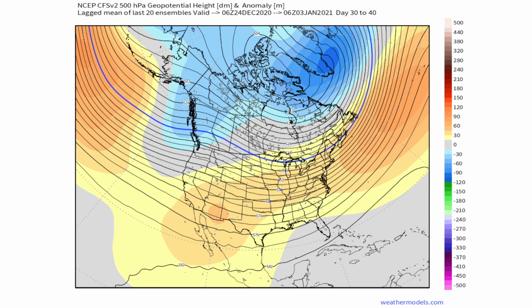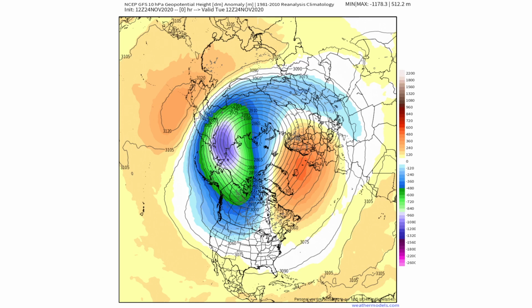Now, if we just look at the final time period, this is from the 24th to the 3rd of January, and that trough is still in the east, ridge is still somewhat out in the west, and we're still dealing with that same pattern. Now, here's something else that we have to look at. This is about 90,000 to 105,000 feet up in the atmosphere. Now, this is your 10 millibar height anomalies from the GFS model.